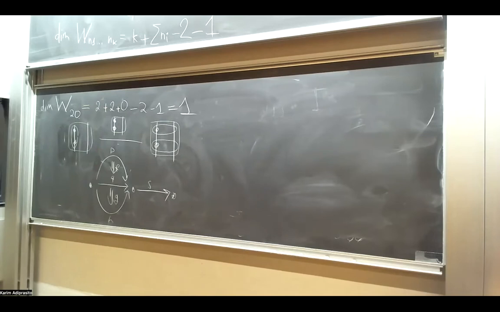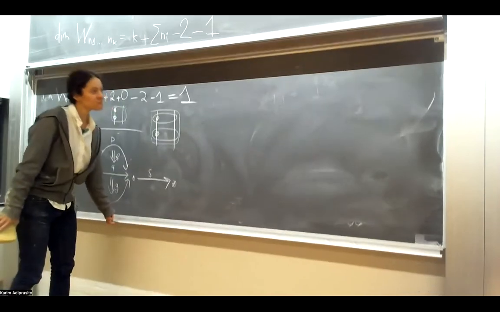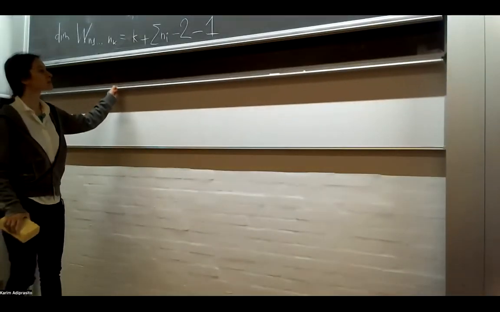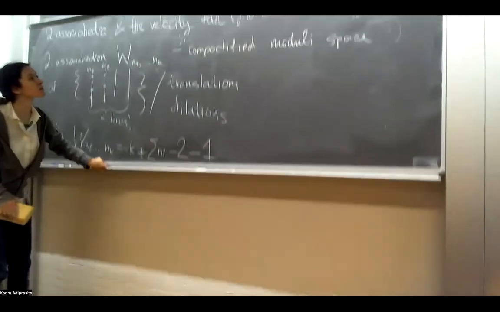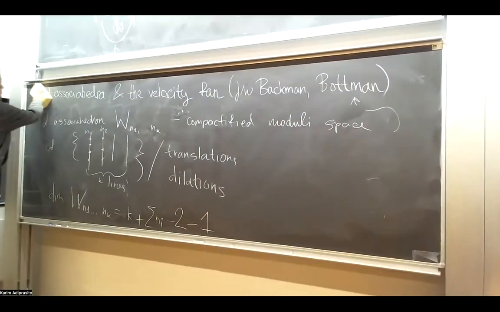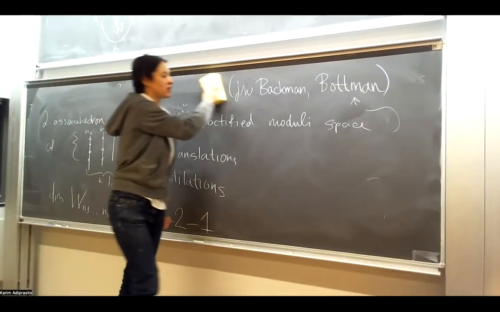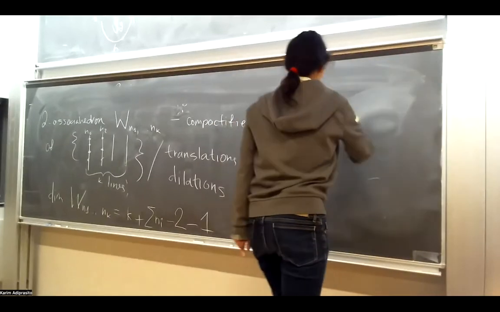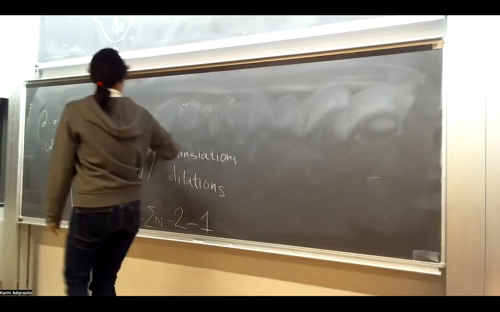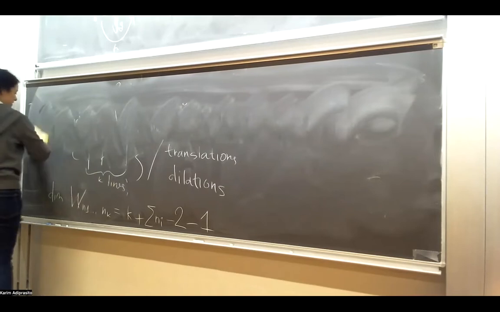And now let me explain what are the strata in two associahedra. So in one associahedra, strata were given by bracketings.